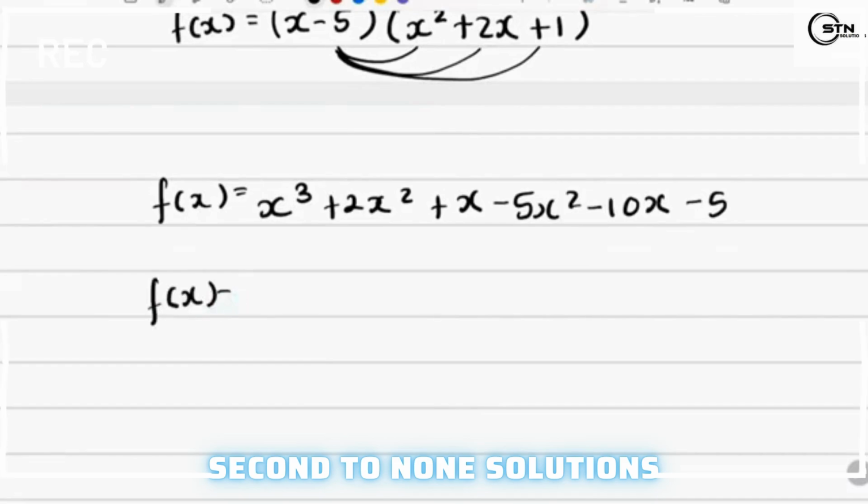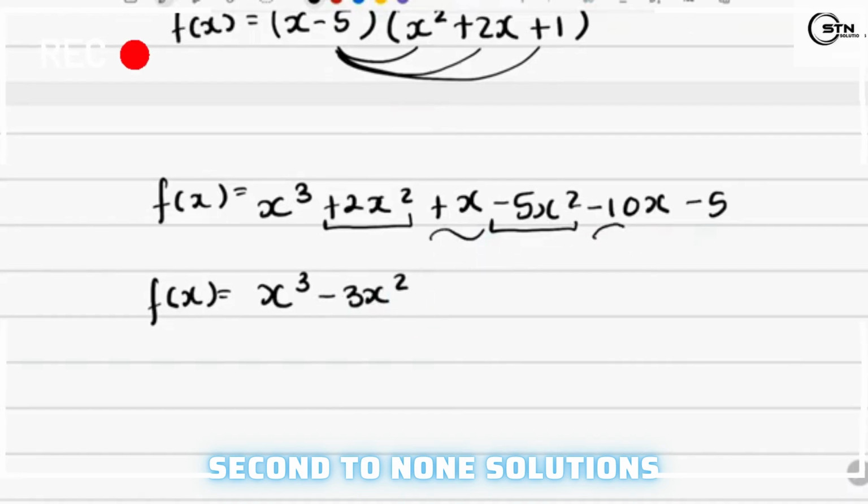So we have f of x is equal to x cubed, which is the only thing with a cube. Then we have positive 2x squared minus 5x squared, which gives you negative 3x squared. And then positive x minus 10x gives you negative 9x. And we have minus 5.